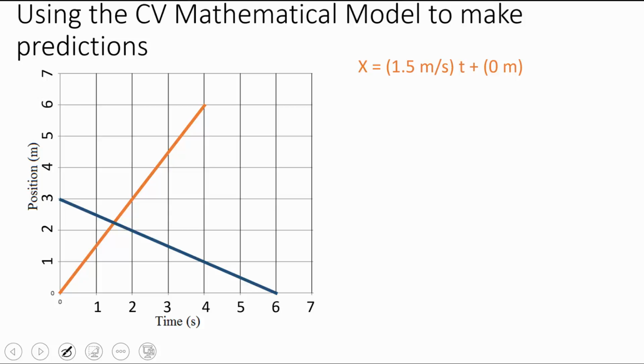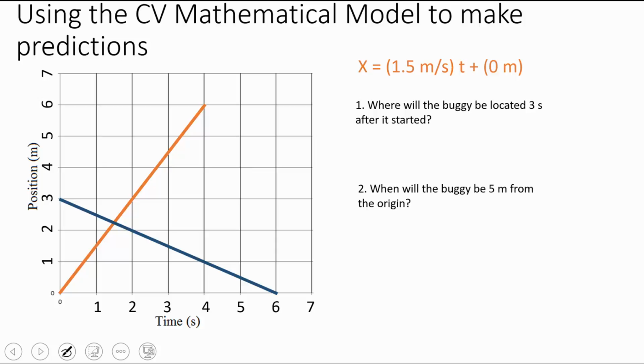We're going to get to the blue line a little bit later. And I put our mathematical model at the top. We always want to start with that. So where will the buggy be located 3 seconds after it started? When will the buggy be 5 meters from the origin? And where will the buggy be located 10 seconds after it started?